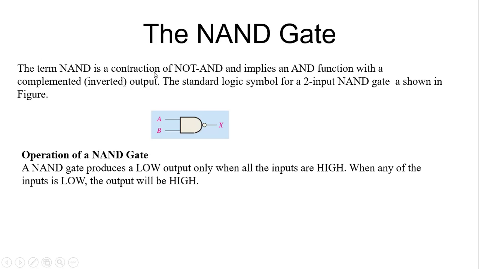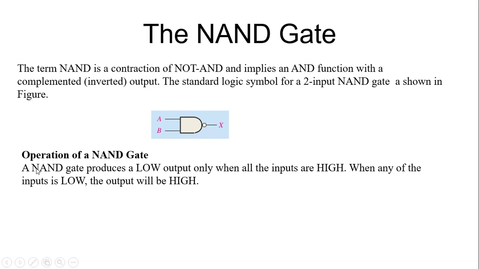The term NAND gate is a contraction of NOT AND and implies an AND function with a complemented, inverted output. The standard logic symbol for a two input NAND gate is shown in the figure. Look at this figure. This is the symbol of a two input NAND gate. We have A and B inputs on the left, and we have a single output on the right. This is a bubble. The bubble shows a complementation. Basically it inverts the AND operation. So this is the symbol of a two input NAND gate.